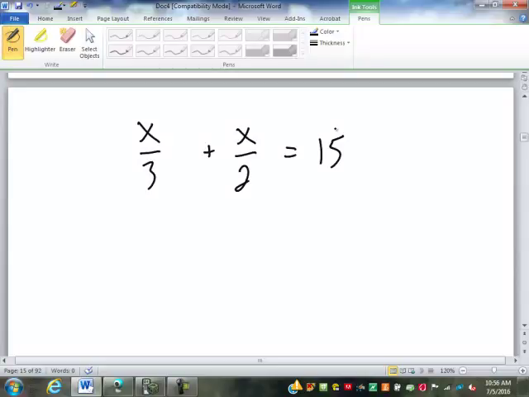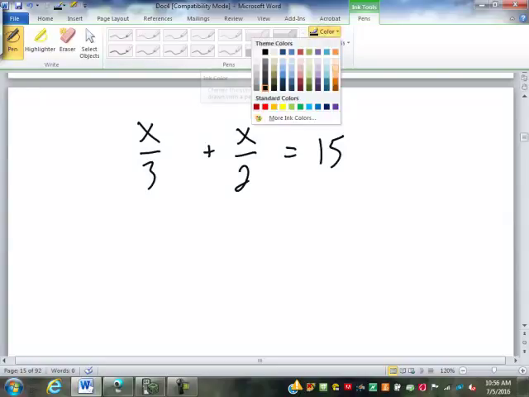When looking at this one, we have the x over 3 and x over 2. Well, we could look at it as, well, x has been divided by 3, but then x has also been divided by 2. So to work with that, it's kind of tough. There are a couple of ways we can look at this.